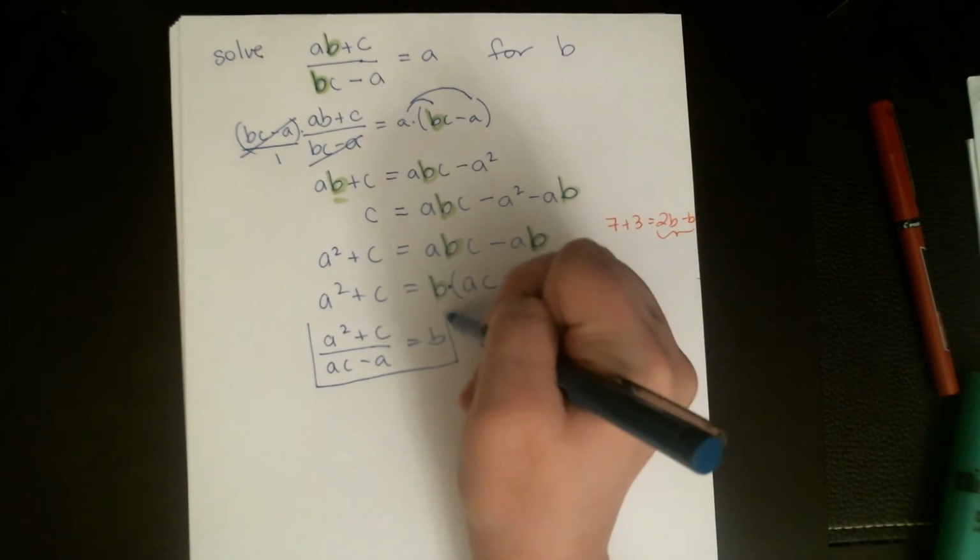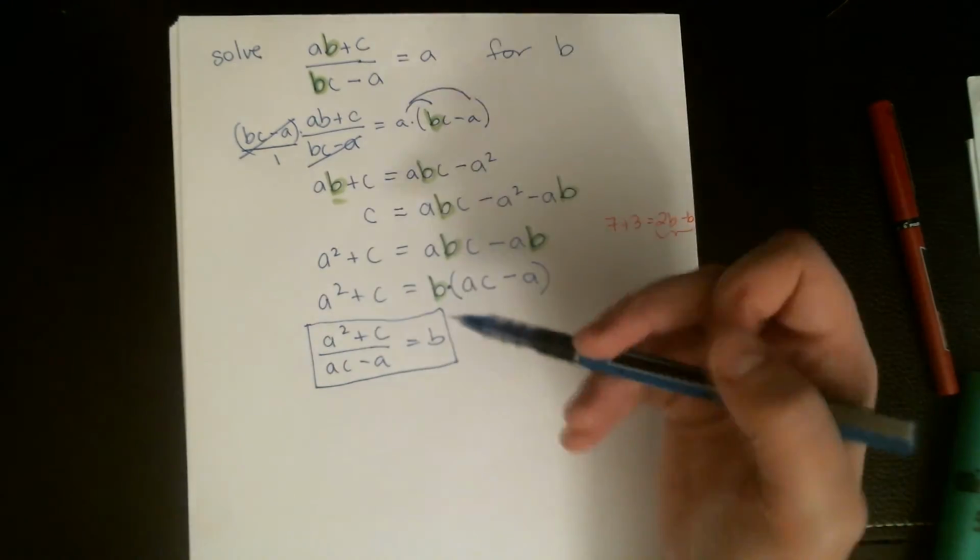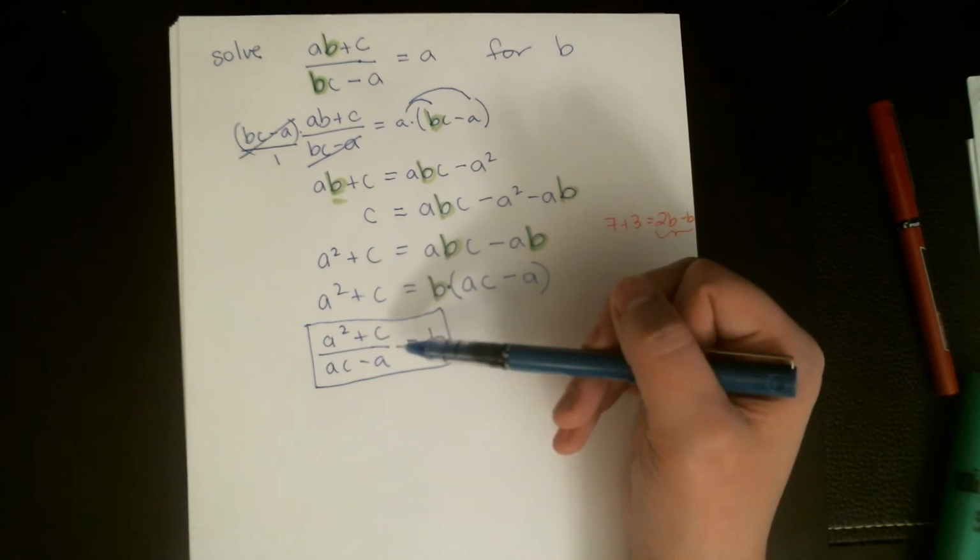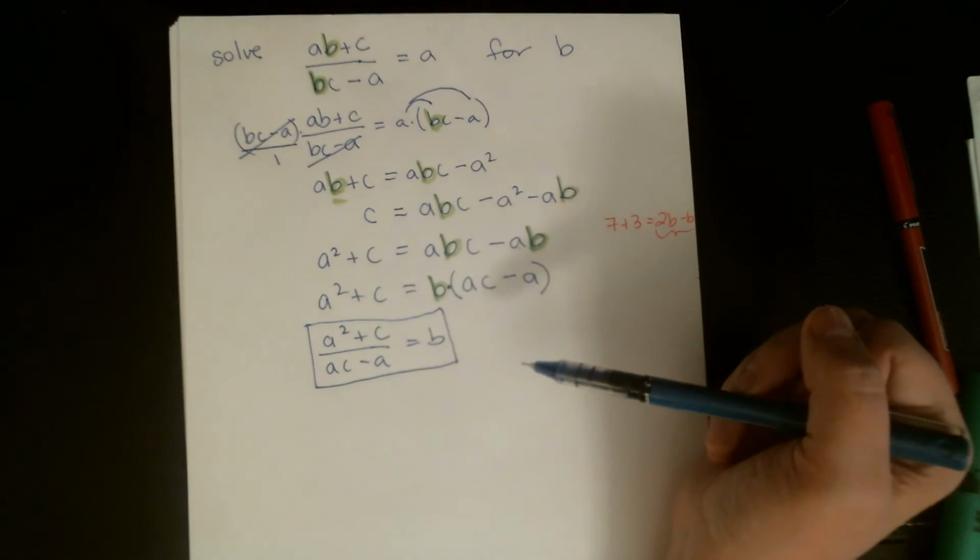This looks great. We have a single b on one side of the equation. Double check and make sure you don't have a b floating around over here on the left-hand side. You're not done if you do.